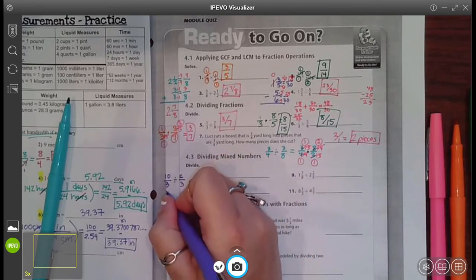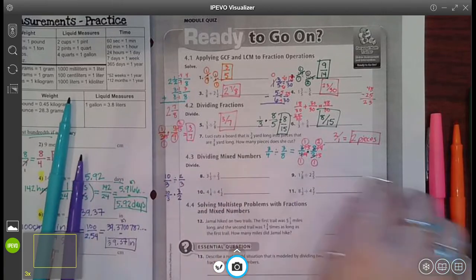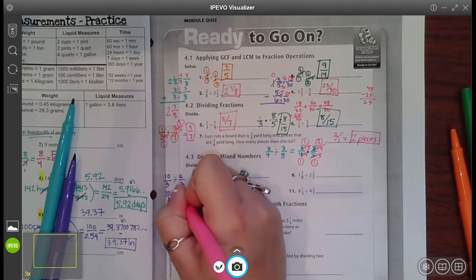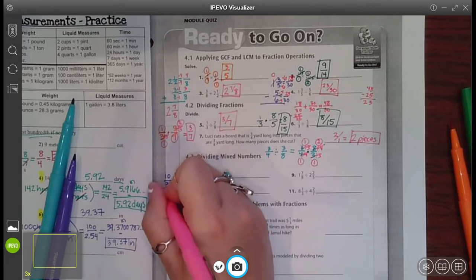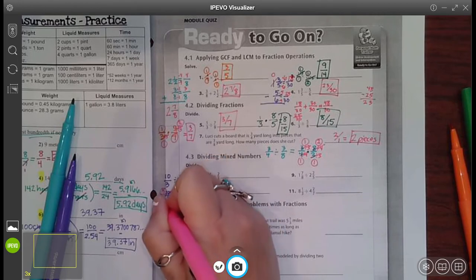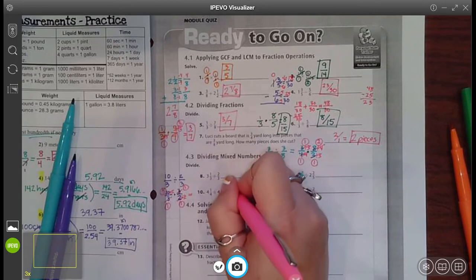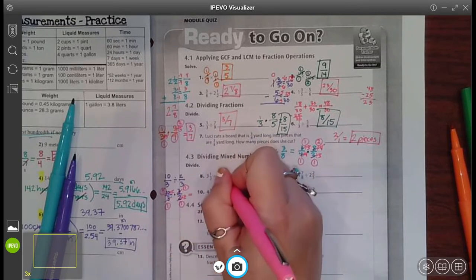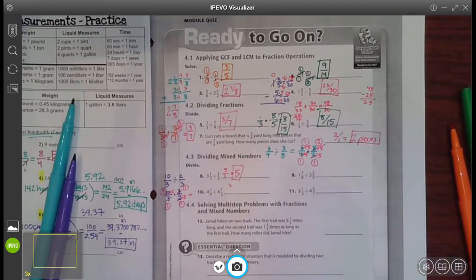So keep the first one the same, change division to multiplication, and flip that second fraction. Do you see anything that can cross cancel? What can go into 10 and 2? 2 can. 2 divided by 2 is 1. 10 divided by 2 is 5. What can go into 3 and 3? 3 can. 3 divided by 3 is 1, and that 3 divided by 3 is 1. So when you multiply across, you get 5 times 1 is 5. Oops, it's up here. And 1 times 1 is 1. And 5 over 1 is just 5.